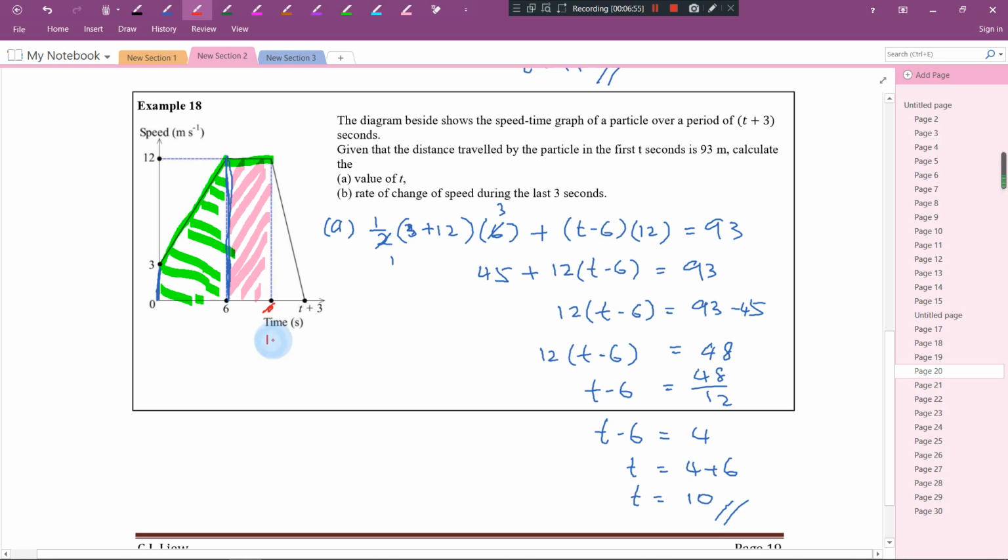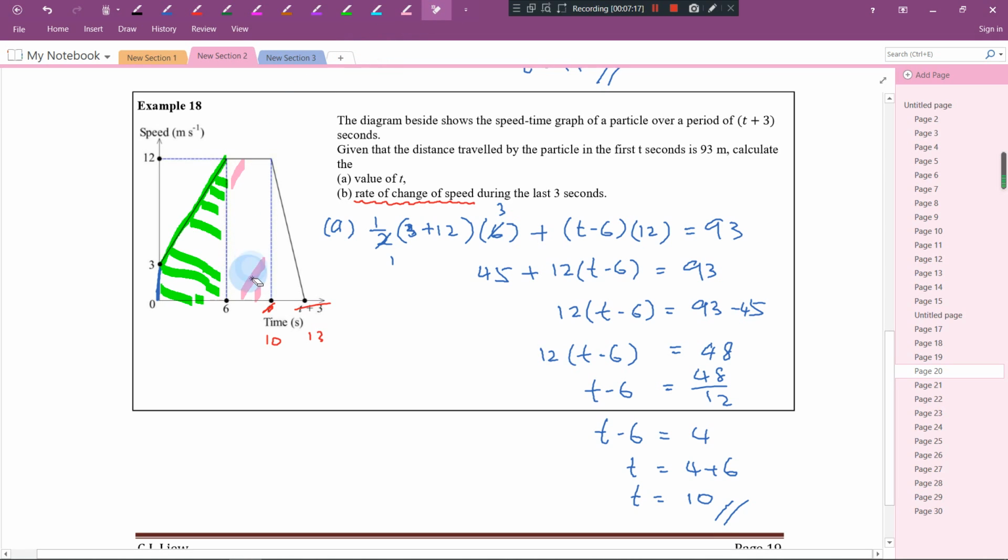So this is 10, and then this is 13. Okay, the next part, the rate of change of speed. This means acceleration. If we have a graph of speed against time, we need to find the gradient. During the last 3 seconds, which will be over here.